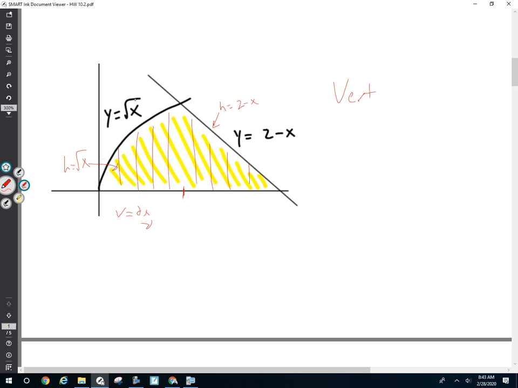Root 1 is 1. 2 minus 1 is 1. And then this intersects when x is 2. I get a y of 0. So I'm going to go 0 to 1, 1, and 2.